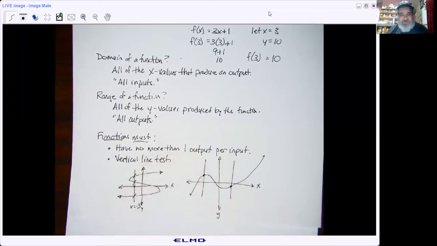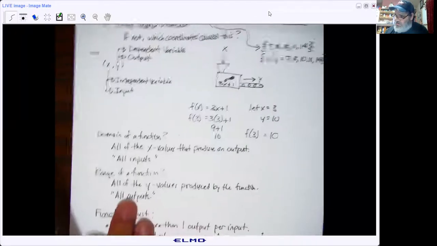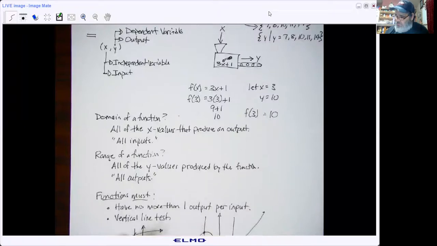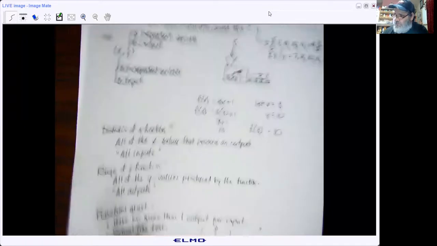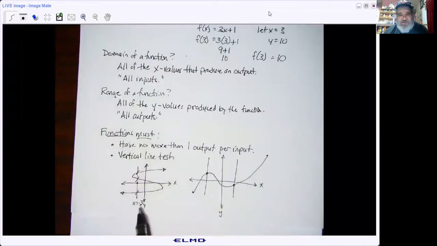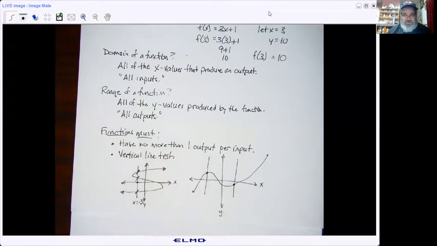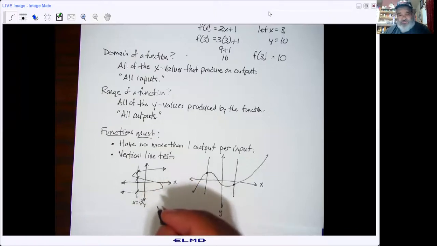and whatever that is. So for each input, and remember up here we said that our inputs are the x values, for this input of x equals -3, you end up with 3 separate outputs. Dude, we just broke math. We can't do that. So this is not a function.